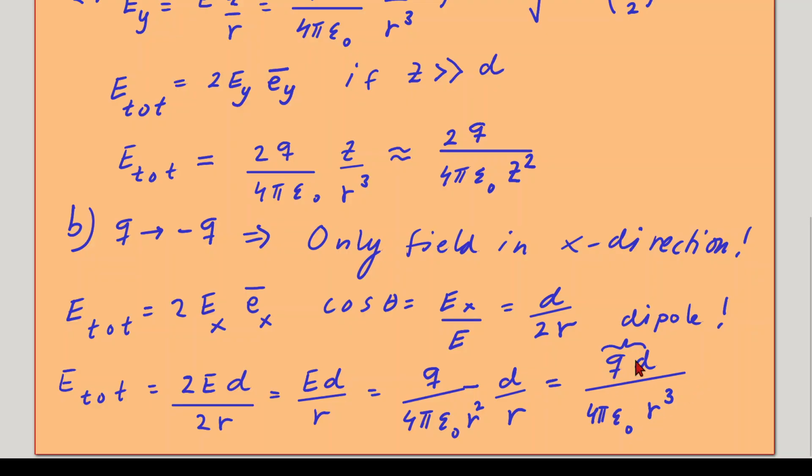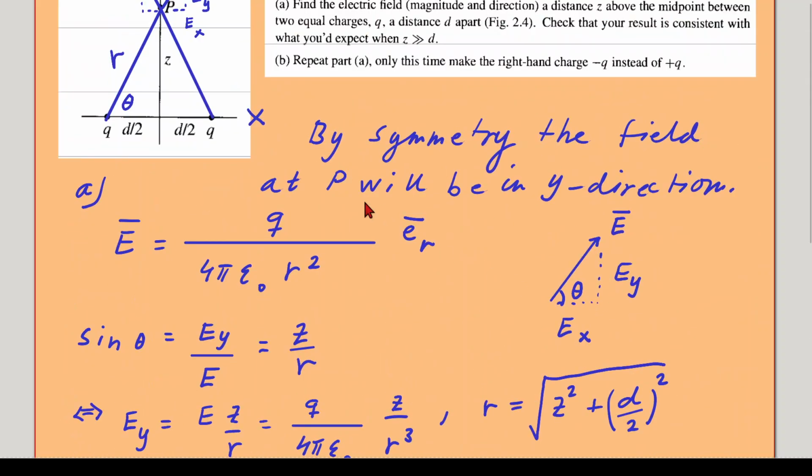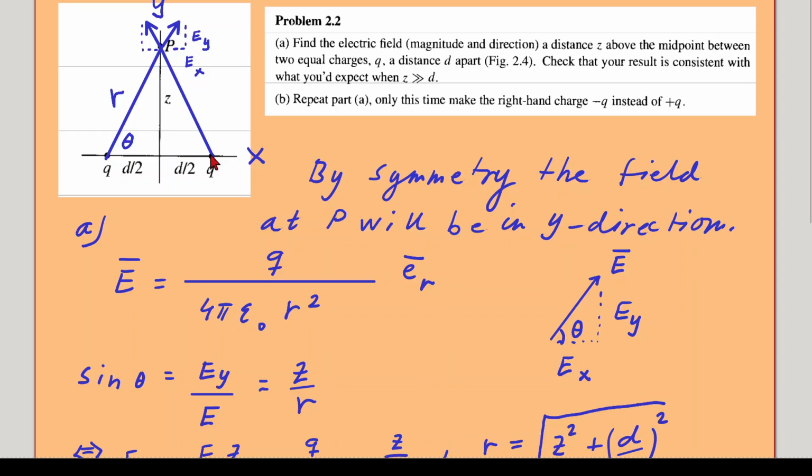And then you get a famous formula actually, q times the distance between the charges. That's the dipole moment, and it's a vector from the negative charge to the positive charge. So this is a famous formula. So that is a vector from minus q here to the q here.